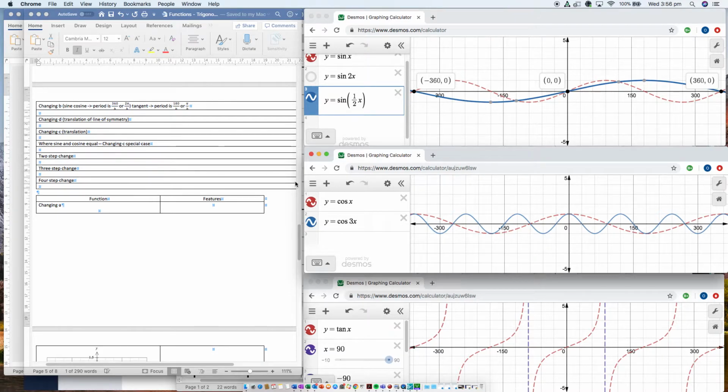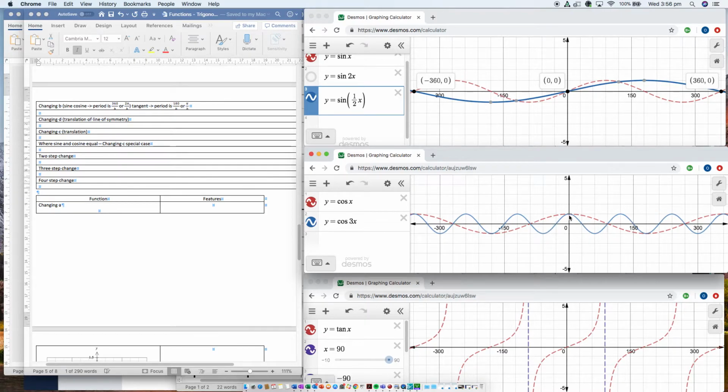So if we have a look at this, we've got sine and cosine. The period is 360 degrees divided by b. b in this case is 3, so 360 divided by 3 is 120 degrees. So we're expecting to see a period of 120 degrees.